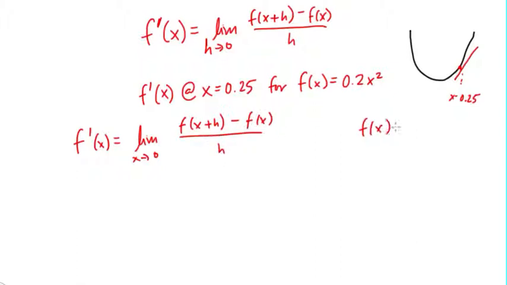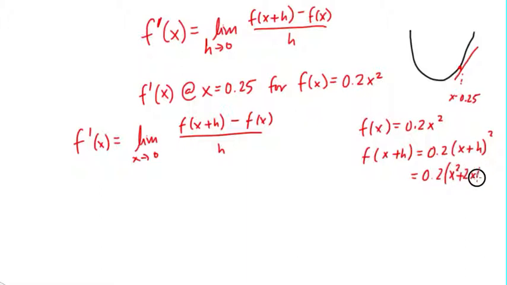Now, f of x is 0.2x squared. F of x plus h, all you have to do is sub that in: 0.2 times x plus h squared. If I expand that, that's 0.2 times x squared plus 2xh plus h squared, which is equal to 0.2x squared plus 0.4xh plus 0.2h squared. So it's the limit as h goes to 0. Very important to remember, it's not as x goes to 0, but as h goes to 0. And we'll see how that plays out in a second.